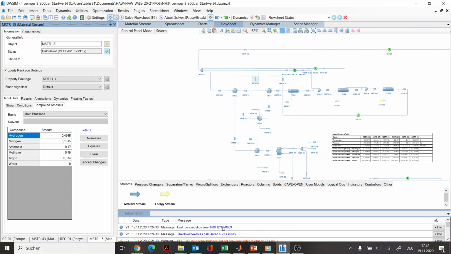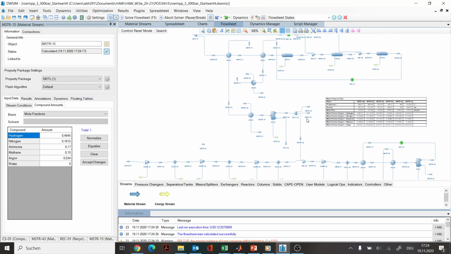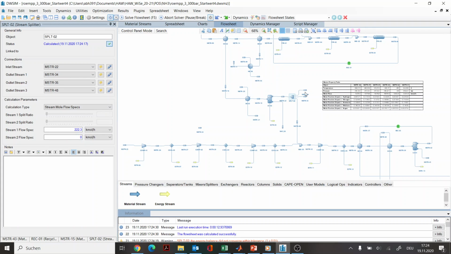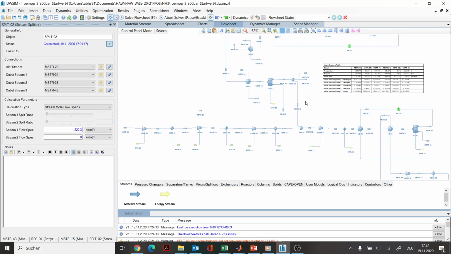I always get an error message, but it should be of no importance. For the splitter, I just said, okay, I want to have, for my flow 1, this should be the amount of 222. For flow 2, I just set 0, and then all the rest is sent to material stream 4, to material stream 3 or outlet stream 3.